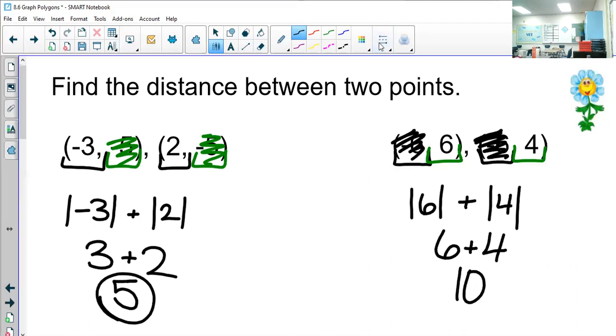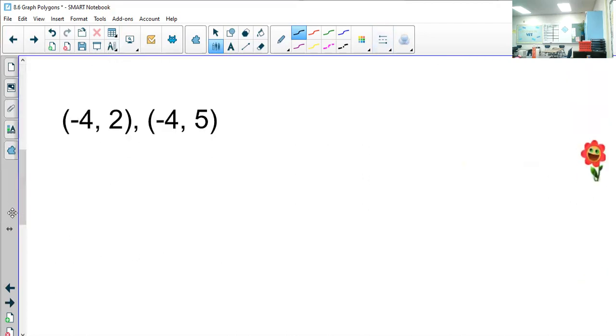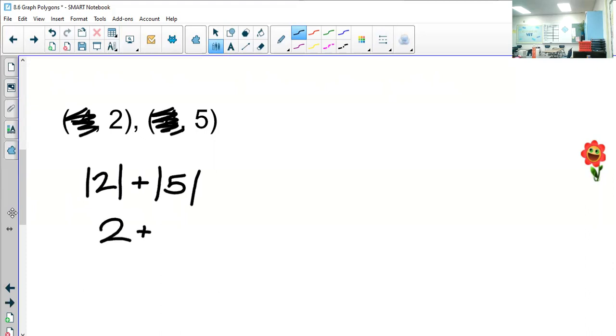Let's maybe just try one more just to make sure we get the hang of it, okay? We've got (-4, 2) and (-4, 5). And this time, since we're getting the hang of it, we cross off what's similar. So we cross off the -4s, and we take the absolute value of 2 plus the absolute value of 5. 2 is 2 away from 0, 5 is 5 away from 0, 5 plus 2 is 7, okay?